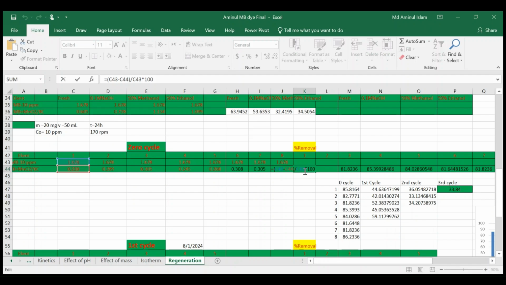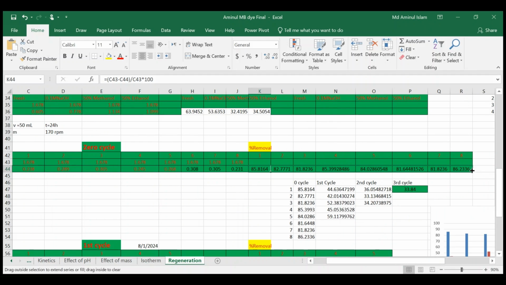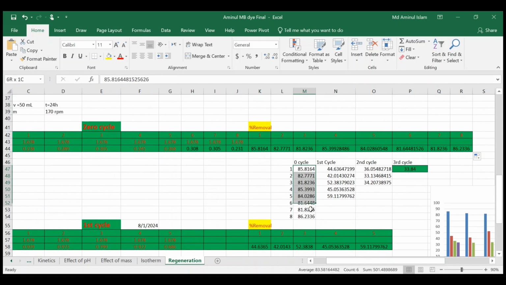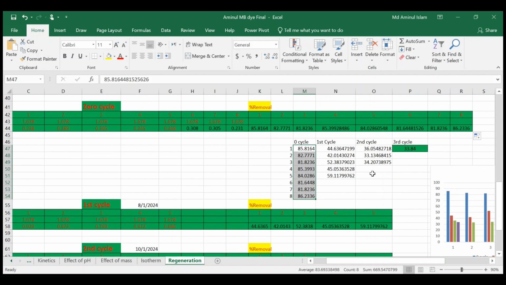So if you click on enter, then you get the percent removal for the first sample. Similarly, if you scroll this to the right, you get percent removal for the 8th sample. So this is how you can calculate percent removal for zero cycle, and here are the values for zero cycle: 8 samples, 8 values.